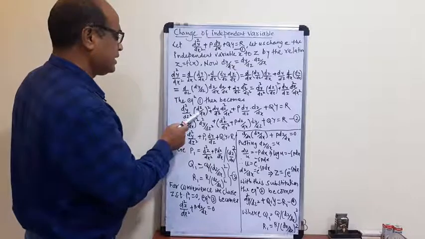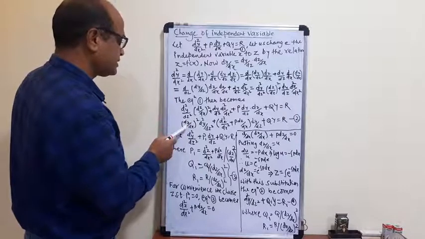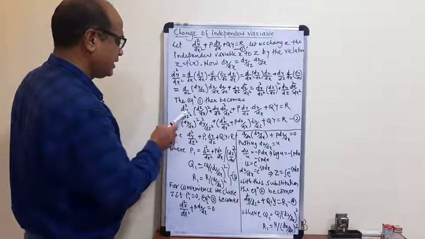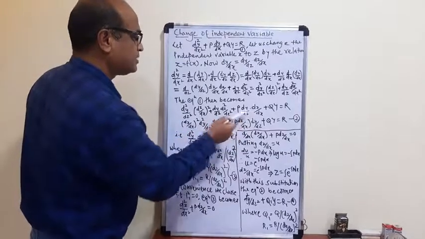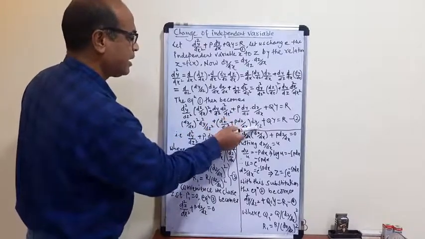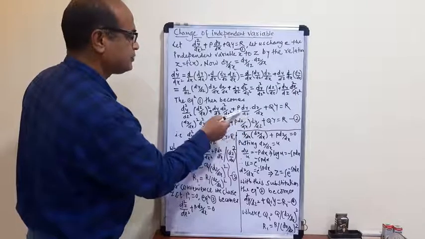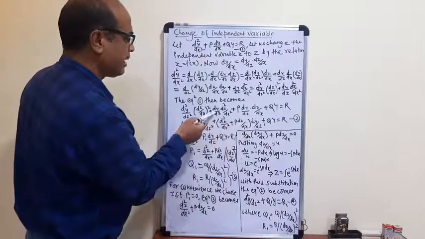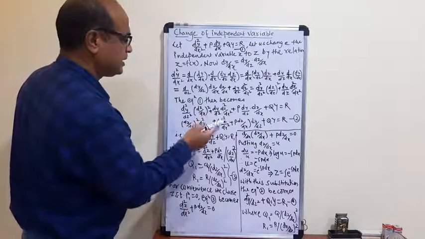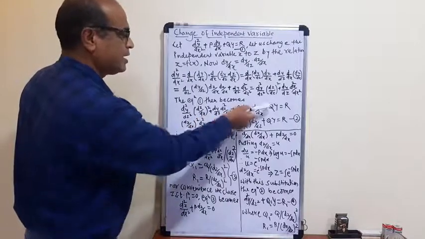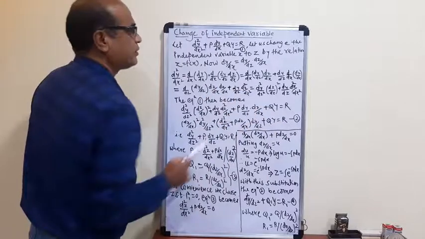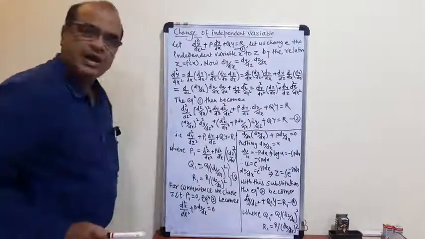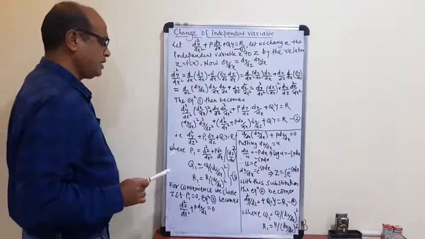We have dz by dx bracket square here and this here. Okay, so we take dy by dz common: that is p dz by dx plus d2z by dx square, multiplied by dy by dz, plus qy as it is, equal to r. So this is equation number 2, and this is equation number 1.